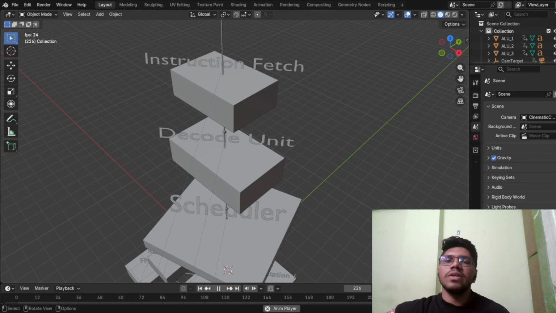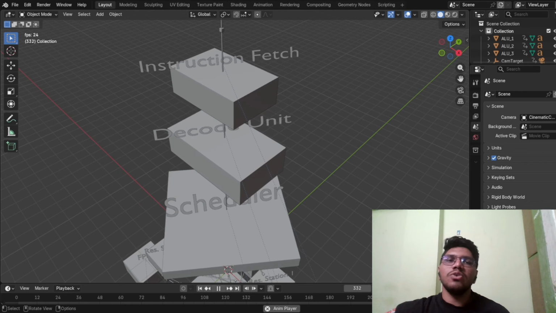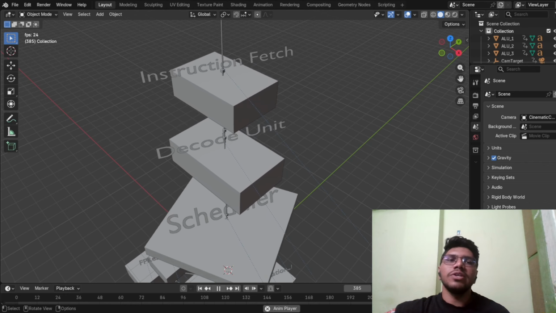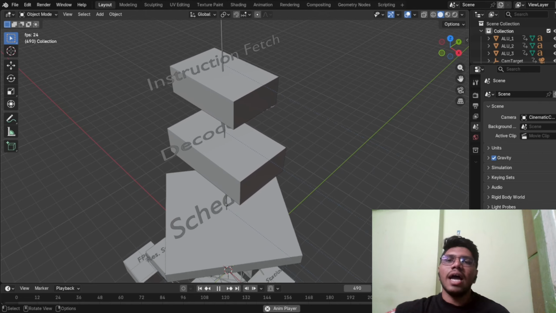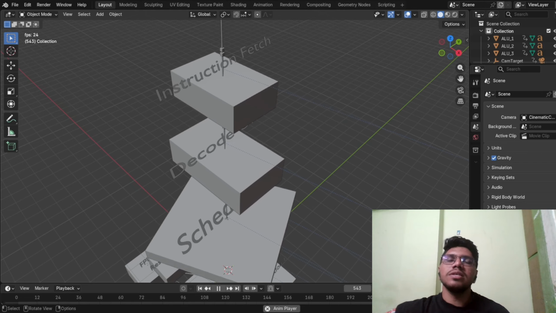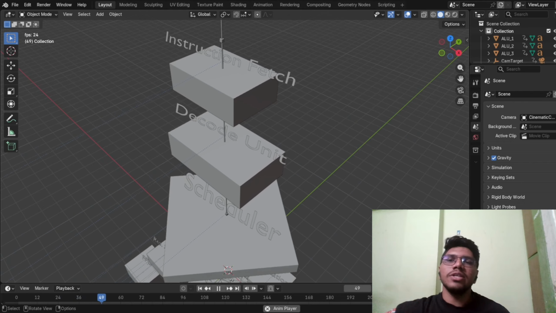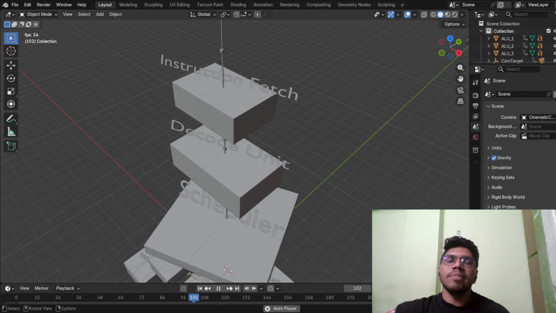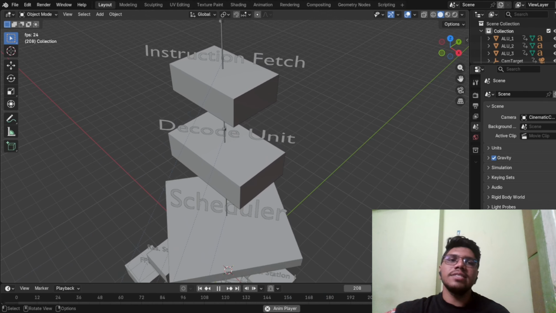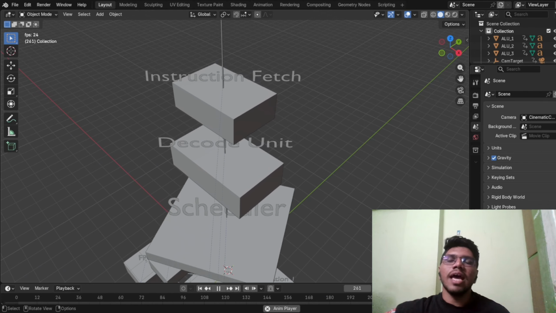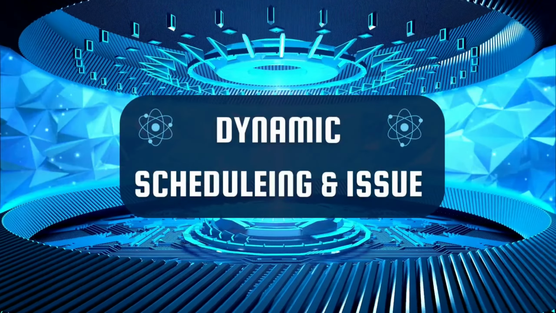From the IFU, the instructions flow down the energy pathway into the instruction decode unit, IDU. Here the raw binary instructions are decoded into micro operations. The processor figures out exactly what operations need to be done, whether it's math calculations, a memory load, or a branch. At this stage, everything is still happening in strict sequential program order.